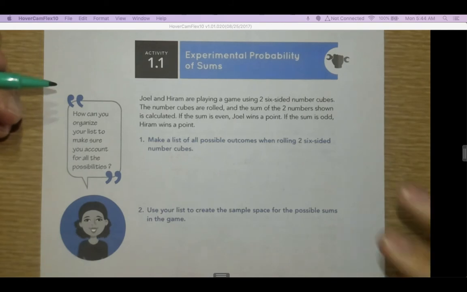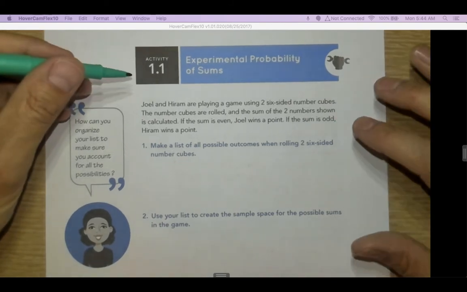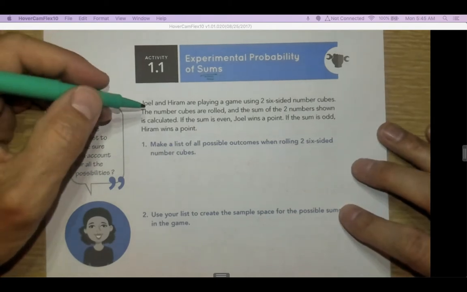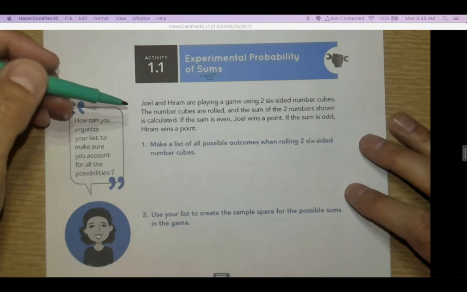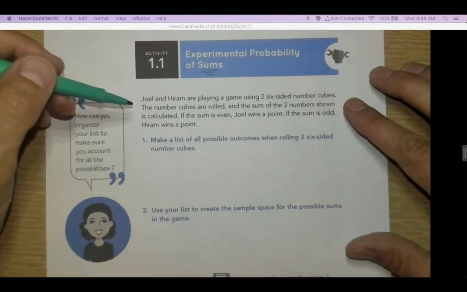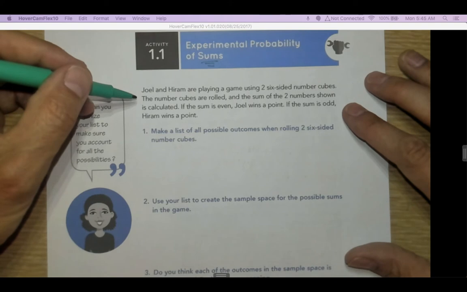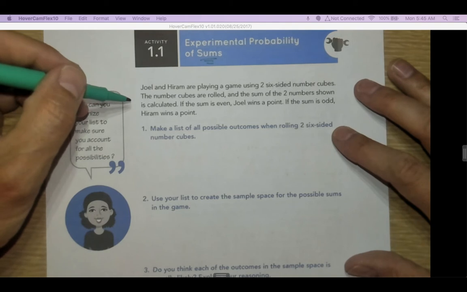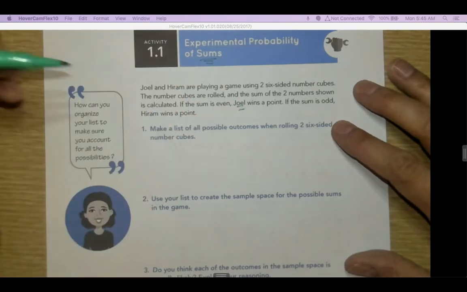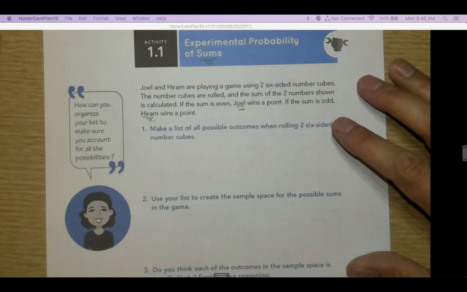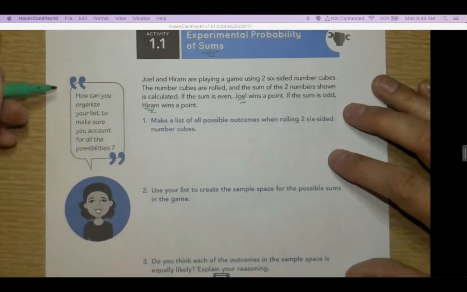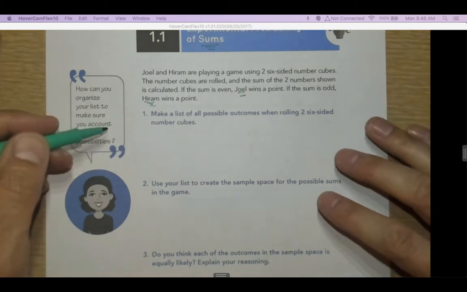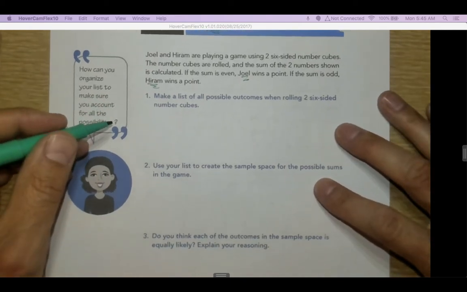All right, activity 1.1, experimental probability of sums. Joel and Haram are playing a game using two 6-sided number cubes, so dice. The number cubes are rolled and the sum of the two numbers shown is calculated. If the sum is even, Joel wins. If the sum is odd, Haram wins a point. How can you organize your list to make sure you account for all the possibilities? Okay. Make a list of all possible outcomes when rolling two 6-sided number cubes.